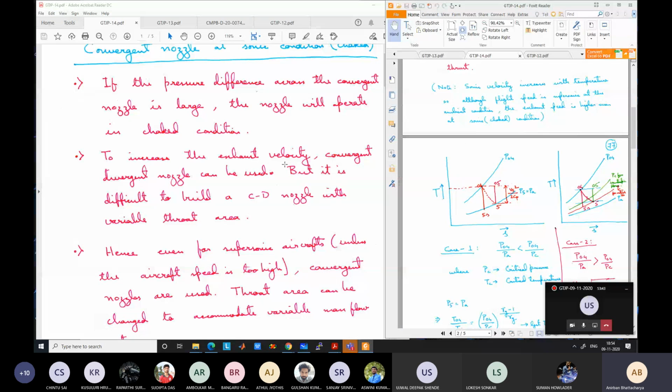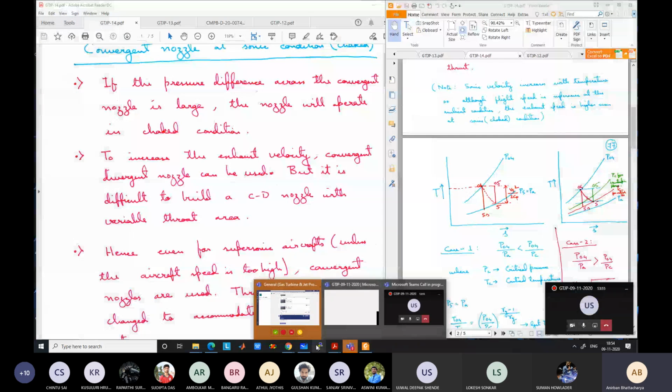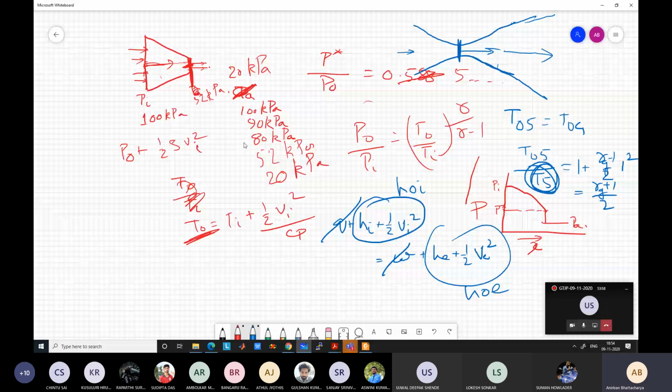Mass flow rate is changing, right? So at choked condition, velocity is equal to sonic velocity, right? Now if the velocity is equal to the sonic velocity at the throat, this is the throat for the convergent nozzle, this is the throat for the convergent divergent nozzle, and the mass flow rate is changing, how can you accommodate this different mass flow rate at the throat? Velocity is fixed, equal to the sonic velocity.